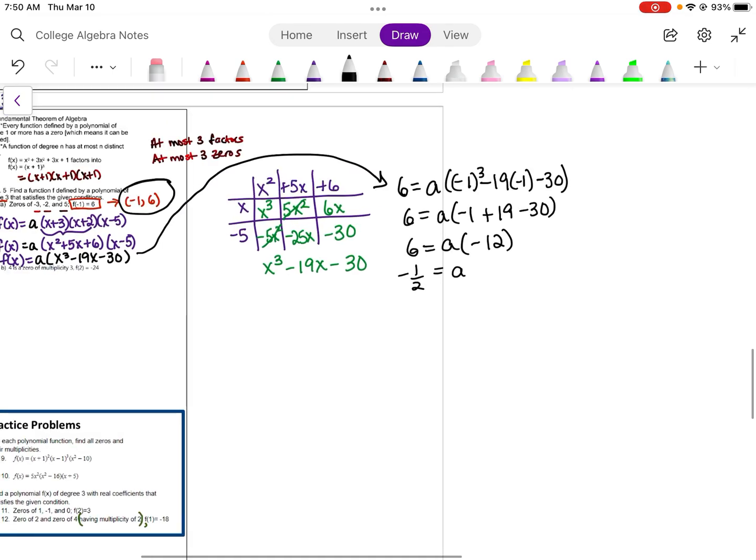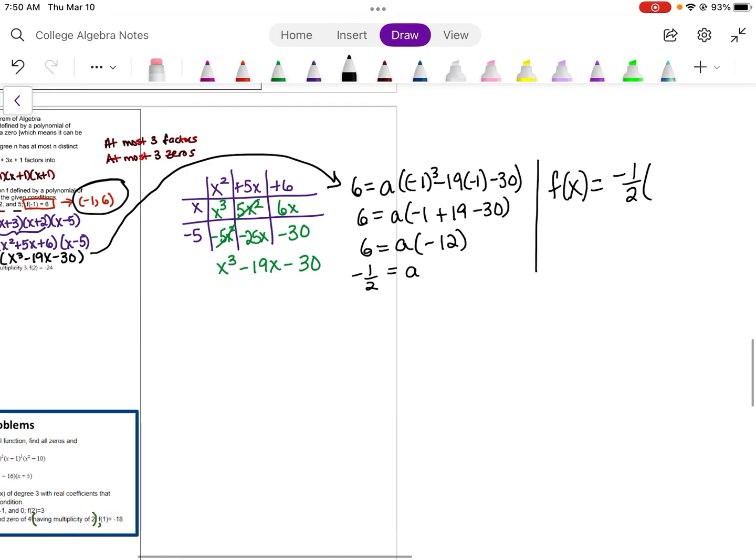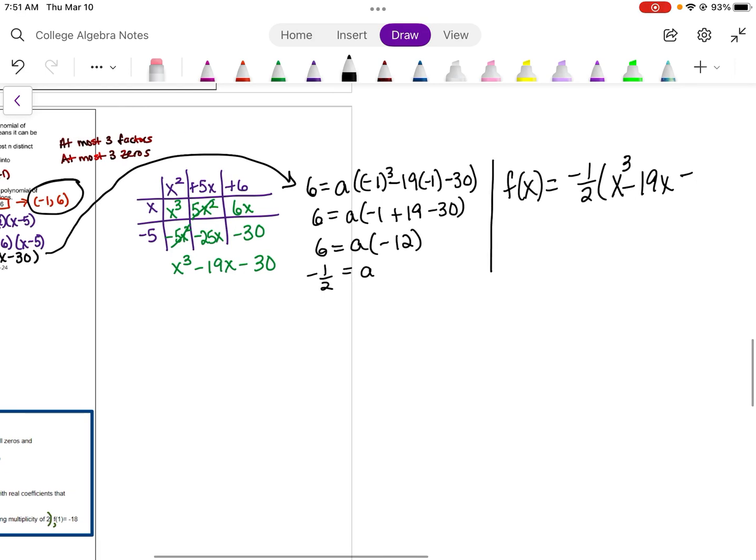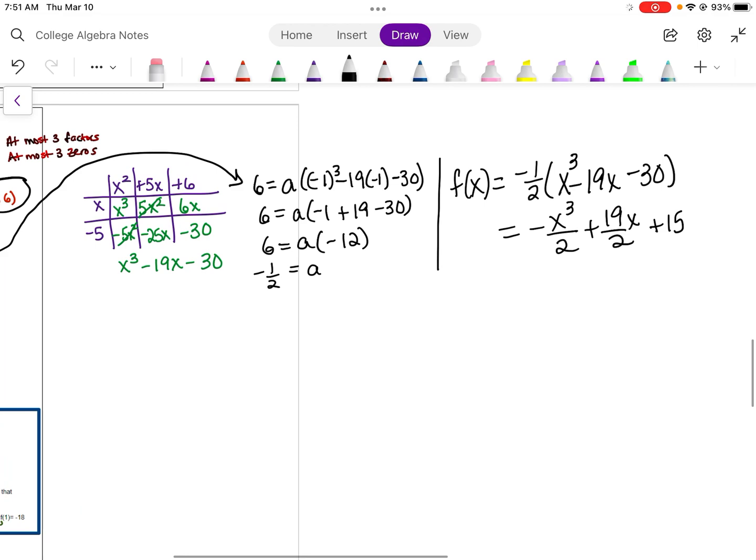Okay, so to end our problem, we're going to go back and finish writing our polynomial. It is negative 1/2 for a, and then times x to the third minus 19x minus 30. So negative x to the third over 2 plus 19x over 2 plus 15. And that is your polynomial.